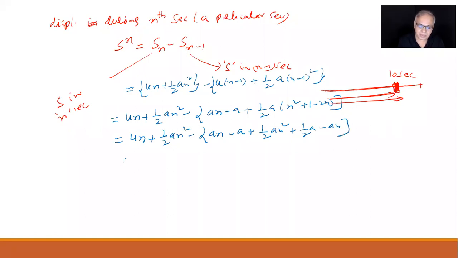If you subtract, what will go? Un minus Un will go, right? Plus half An square minus half An square will go. This will go with this. Anything else will go? No. But this is half A minus A. Half A will be there, no?